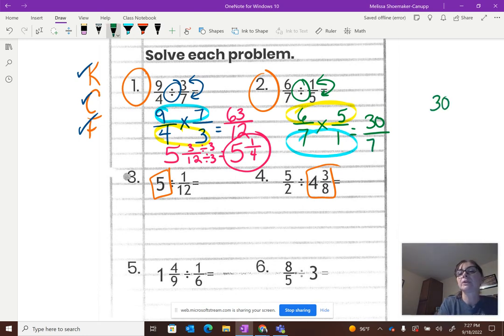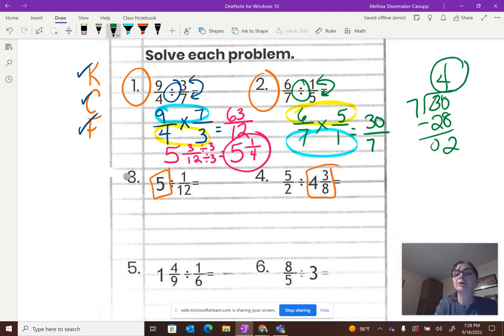Okay, 30 divided by 7. This is how I did the other one. I just did it in my head. 7 times 4 is 28. I subtract, got to borrow, and I get 2. So remember, this is your whole number answer. This is your remainder. This is the denominator. Okay, so final answer is 4 2/7.